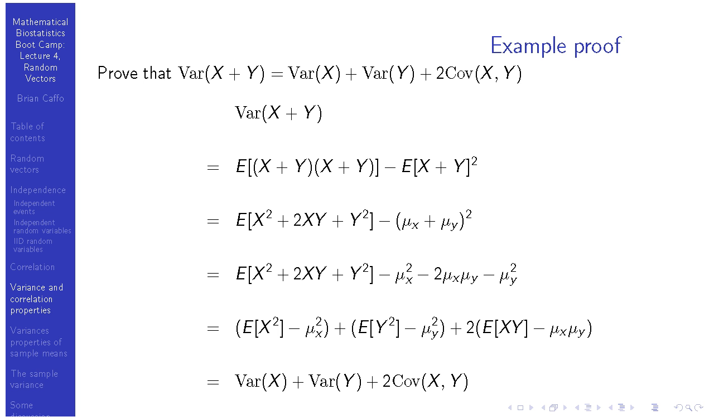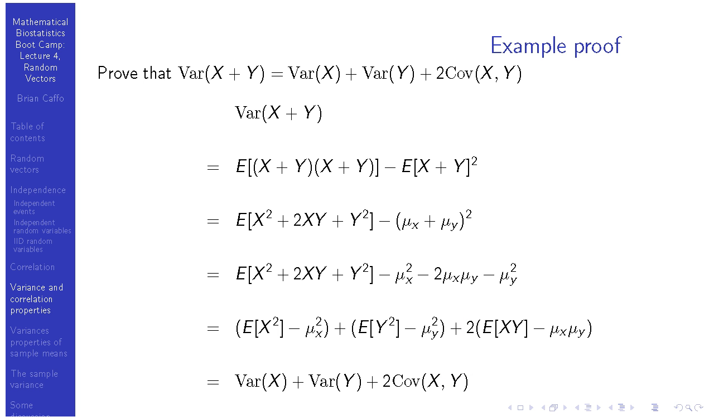Well, then let's just organize terms, and we get expected value of x squared minus mu x squared, plus expected value of y squared minus mu y squared, and then 2 times (expected value of xy minus mu x mu y). Well, this first one, expected value of x squared minus mu x squared, that's variance of x. The second one, expected value of y squared minus mu y squared, that's variance of y. And this latter part, 2 times expected value of xy minus mu x mu y, right? Expected value of x times expected value of y for this right-hand part. Well, that's just covariance of x comma y, completing the proof.